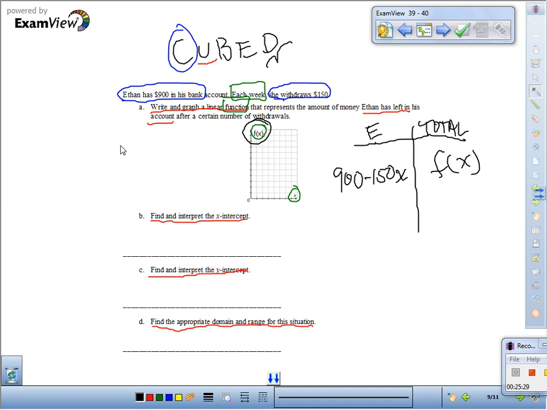All right, so let's write it right here. It says f of x equals, what goes first? Negative 150x plus 900. Could we write it in slope-intercept form, right? Okay, so let me zoom in.